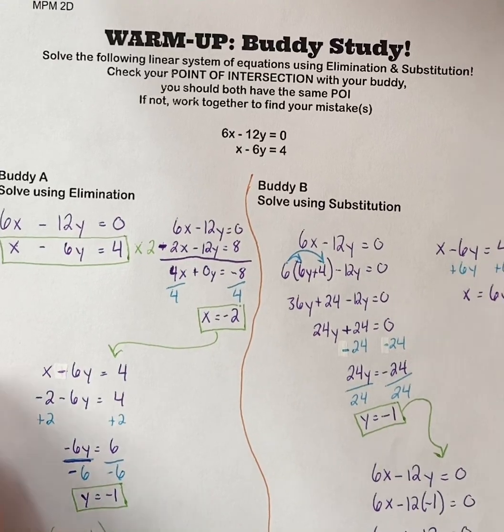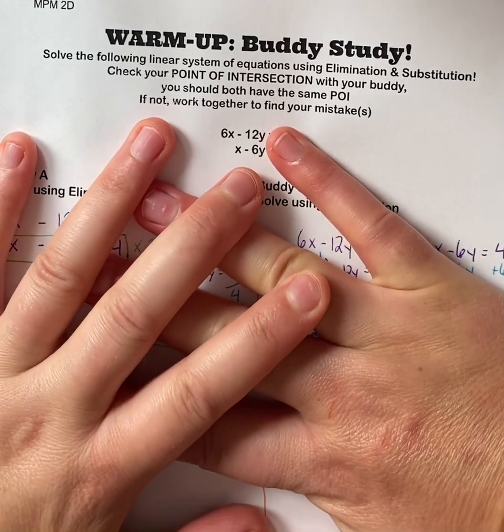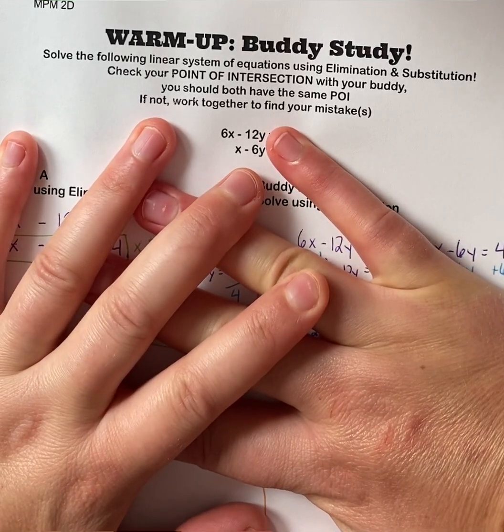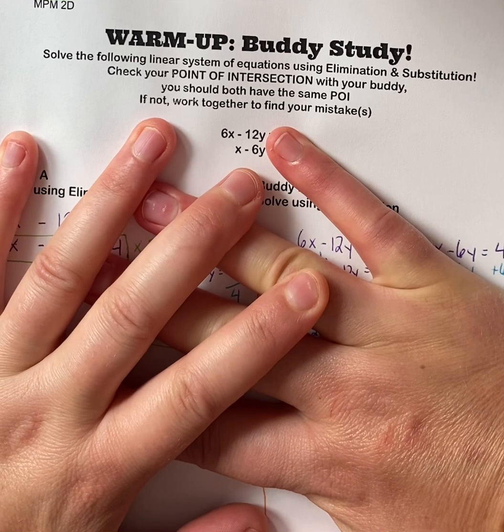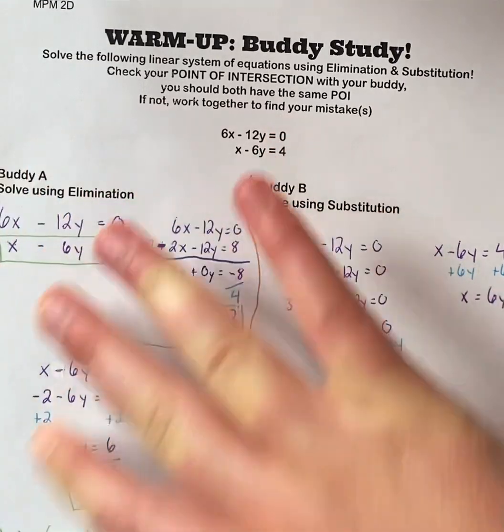Buddy study. All right, if you haven't done this already, please go back and try it out for yourself. Solve the following system of equations using elimination and substitution. Check your point of intersection with your buddy. You should both have the same POI. If not, work together to find your mistake.